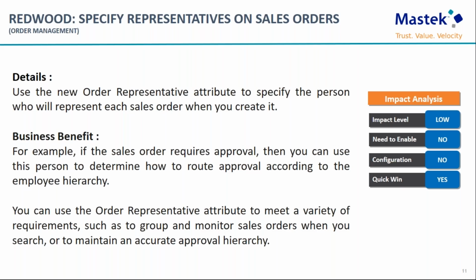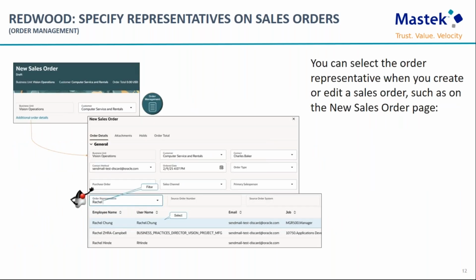The business benefit of this feature is that we can use this order representative attribute to meet a variety of requirements, such as to group and monitor sales orders when we search, or to maintain an accurate approval hierarchy. When we talk about its impact analysis, its impact level is low. Need to enable, no. Configuration required, no. And a quick win, yes. As you can see here in this snapshot, we can select the order representative when we create or edit a sales order.